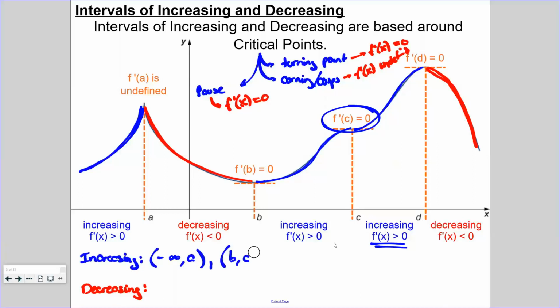So therefore, I have to break this up to be from b to c and then from c to d. We cannot include x equals c as increasing because it's not. There is a pause. Decreasing, we don't have that problem. We can go from a to b and then from d to infinity.